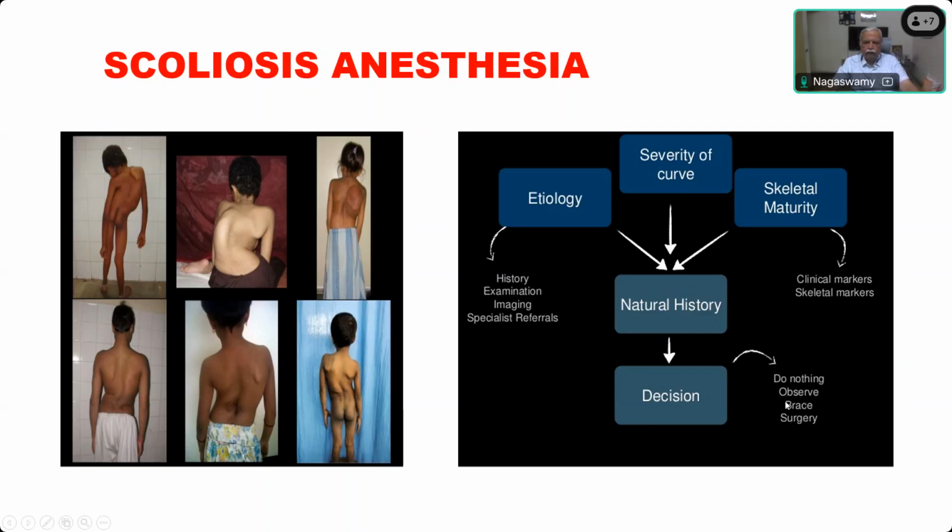And less than 40-degree angle can be treated by conservative methods like braces, and more than 40-degree with clinical symptoms or possibility of neurological injury, they require surgery. So these are all the decisions that have to be made once you see a patient with scoliosis.